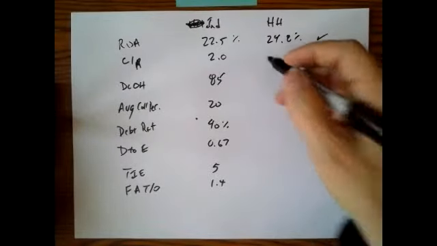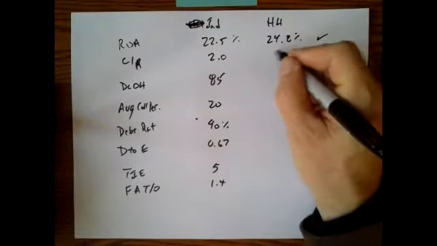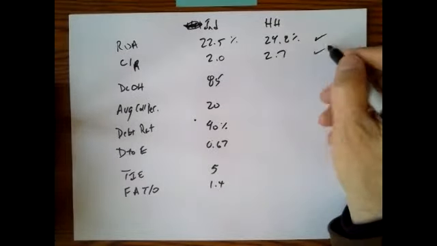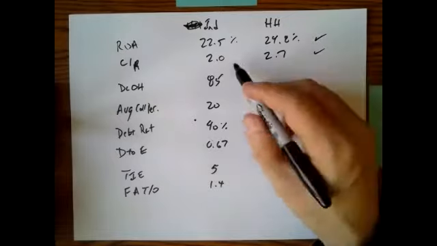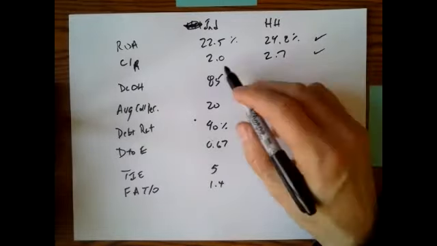Their current ratio is their current assets divided by their current liabilities. Their current assets are 22,000. Their current liabilities are 8,000. So 22 divided by 8 gives them a current ratio of 2.7. So that's better than the industry average. So that's good. Means they're more liquid, have more current assets ready to pay their current liabilities.